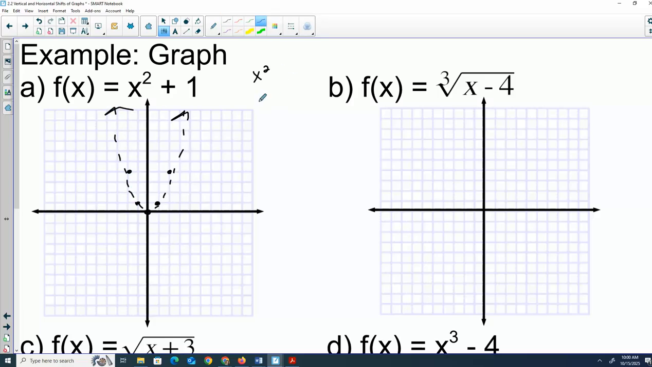What will the plus 1 do to my graph? It's on the outside. Outside is y, it does what it says. So I take each point and move it up 1.